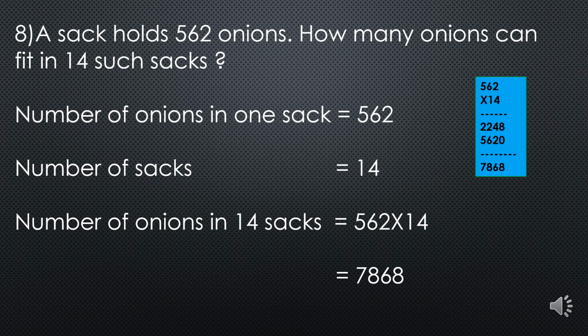We want to write 0 at the rightmost place first. Then we can multiply by 1. 1 2 is 2. 1 6 is 6. 1 5 is 5. Next we want to add the two products. 8 plus 0, 8. 4 plus 2, 6. 2 plus 6, 8. 2 plus 5, 7. So when you multiply 562 by 14, we will get 7868. It means 14 sacks can hold 7868 onions. All of you understood?